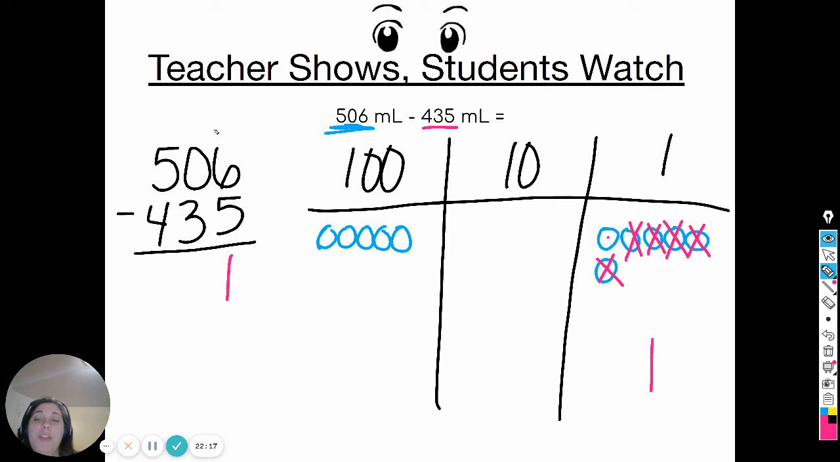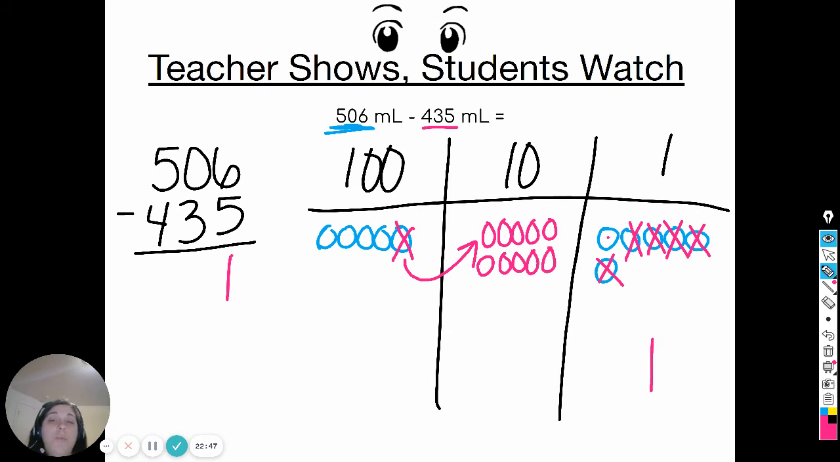Next, I look in the tens place. Right now I have 0, but I need to take away 3. I can't take away 3 because I don't have 3, so I need to borrow. I'm going to borrow from the hundreds, take away 100, trade it over here, 10, 20, 30, 40, 50, 60, 70, 80, 90, 100. So I traded 100 for 10 tens.